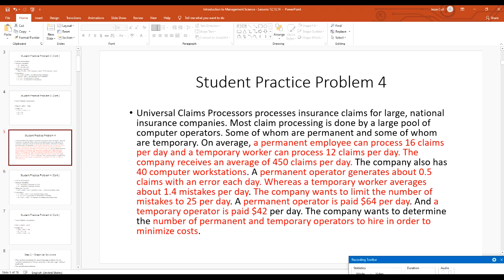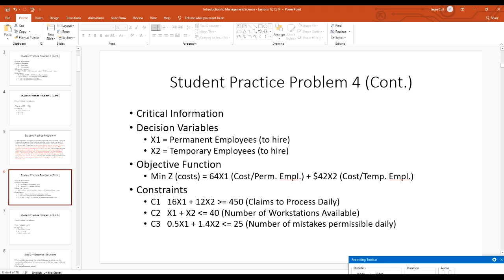Finally, a permanent employee generates 0.5 claims with an error each day. A temporary worker averages 1.4 mistakes per day. The company wants to limit the number of mistakes to 25 per day. What this means is we have another situation where it's 0.5 times the number of permanent employees plus 1.4 times the number of temporary employees, and that must be less than or equal to 25. And we can see that here, which is the number of mistakes permissible daily.